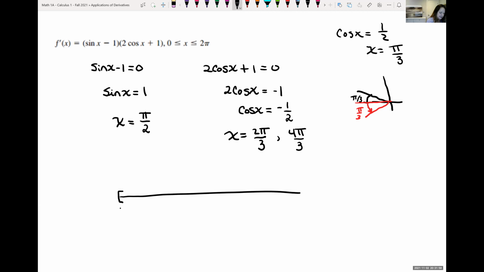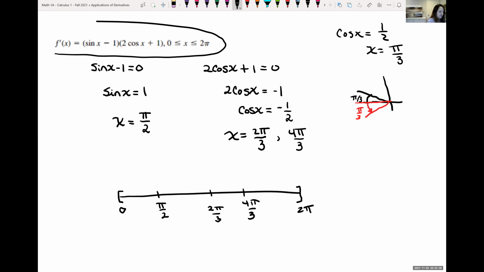Okay, so we're starting at 0. We're going to pi halves. Again, this is not to scale. We have 2 pi thirds and 4 pi thirds, and we're stopping at 2 pi. So we're going to test our intervals, plugging back into our derivative function to see if we're positive or negative.